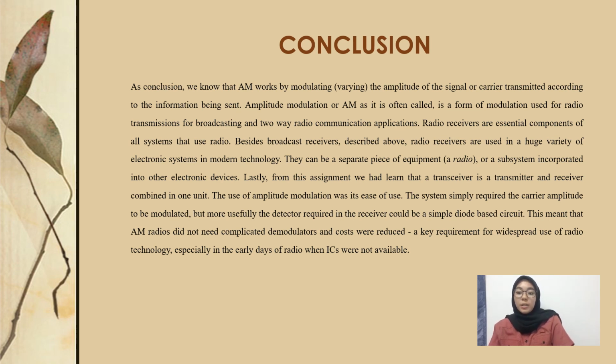From this assignment, we learned that a transceiver is a transmitter and a receiver combined in one unit. The use of amplitude modulation was easy. The system simply required the carrier amplitude to be modulated, but more usefully, the detector required in the receiver could be a simple diode-based circuit. This means that AM radio did not need a complicated demodulator and costs were reduced. A key requirement for widespread use of radio technology, especially in the early days of radio when ICs were not available.